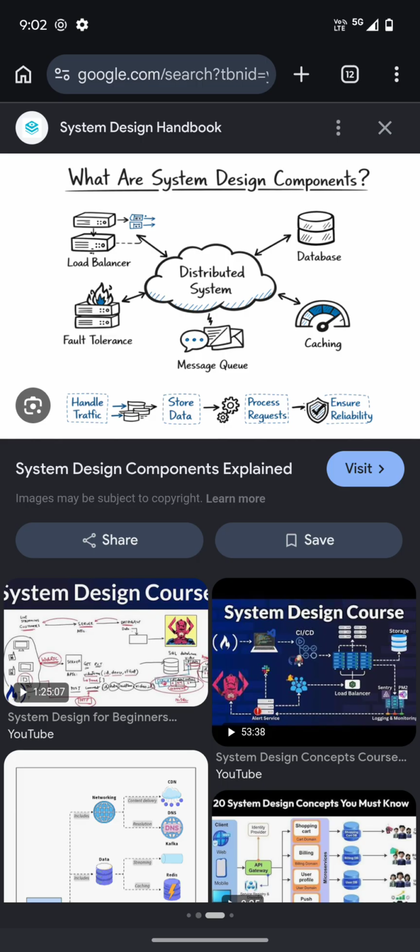Hi. For today's YouTube video, we're going to discuss a couple of system design architectures. I want to explain how system design works in the software industry. So, the software development life cycle.